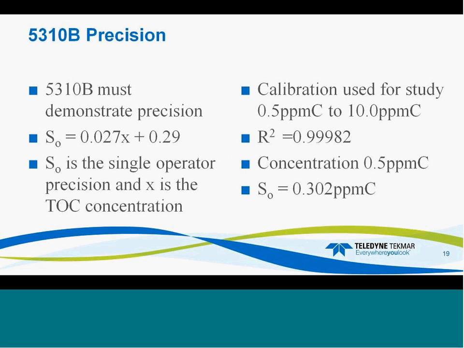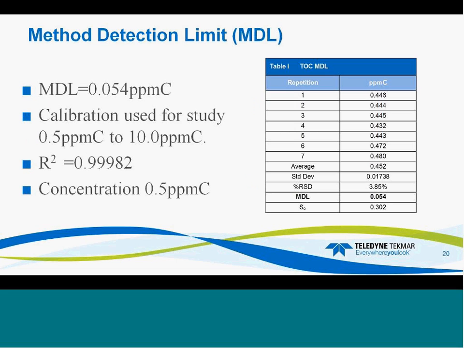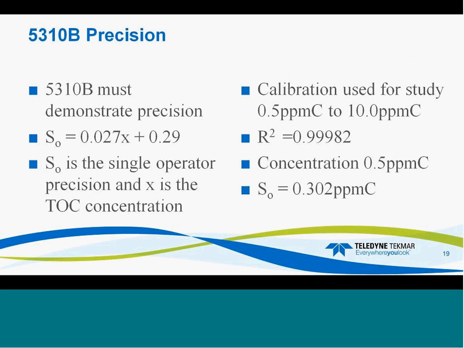So 310B requires precision. The equation is 0.027x plus 0.29. This is for a single operator, and this is the change between two samples that is allowed. So we did it on a calibration that's from 0.5 to 10, and we have a difference of 0.302 for a 0.5 ppm sample. The R-squared for 0.5 to 10 was 0.999.